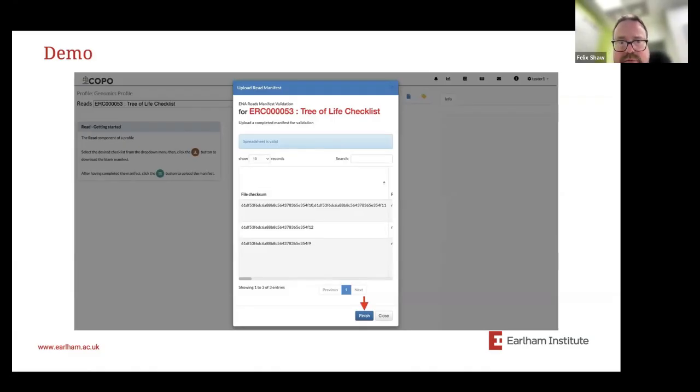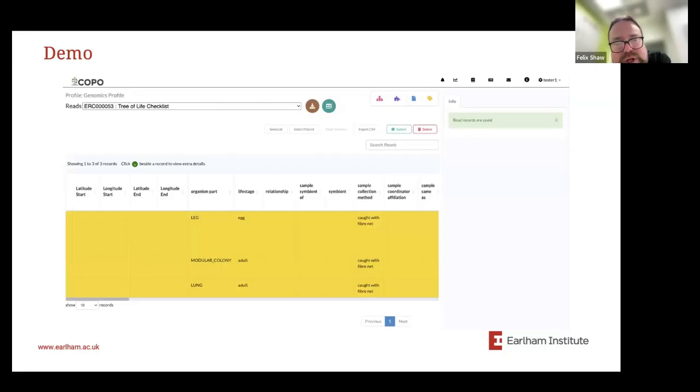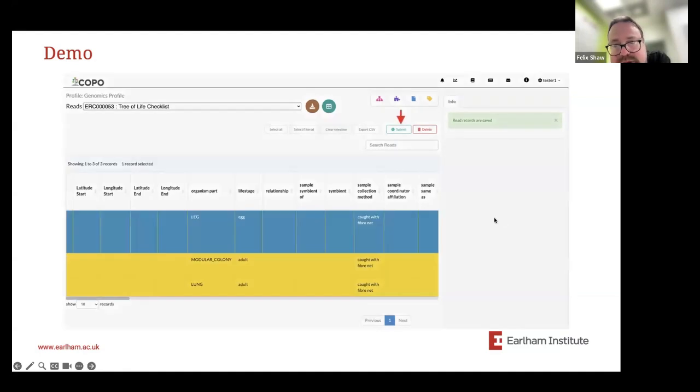And eventually it will validate, and then you can be sure that your associated metadata is of sufficient quality for a submission, and that looks like this. So each of the rows of this table represents a sample and its associated files. And then to submit it, you simply highlight it and then click the submit button.